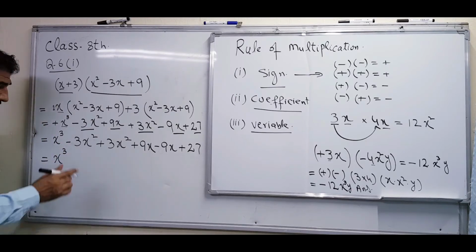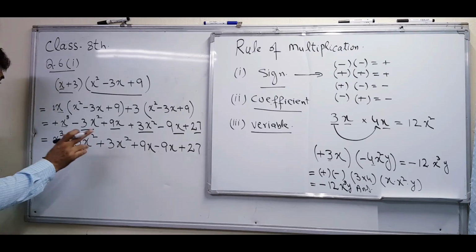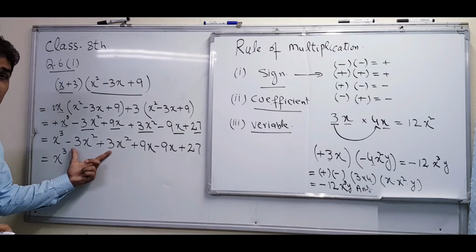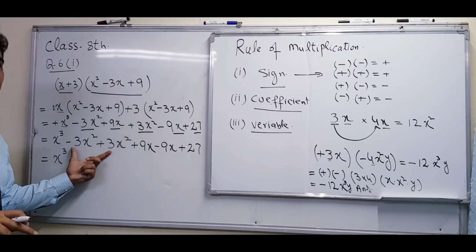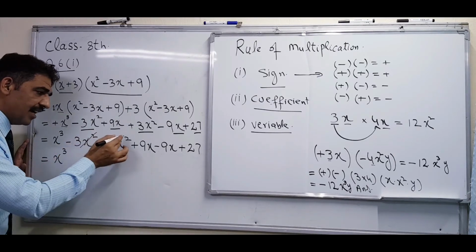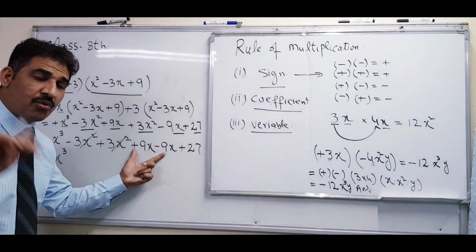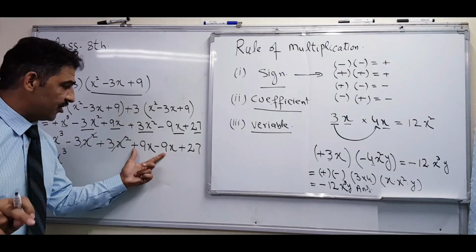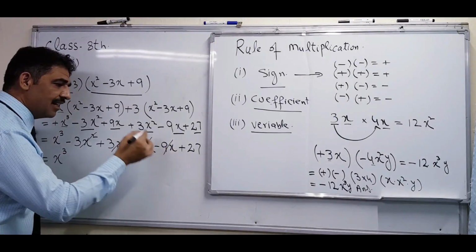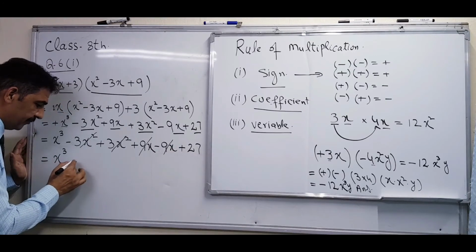Correct? Here minus 3x square and plus 3x square. So minus 3 and plus 3, as I already explained in the previous question, when the signs are opposite, then we have to use the procedure of subtraction. So plus 3 minus 3, 0, no need to write. You can also cancel here, no issue. Here also the signs are opposite. So which procedure do we have to use? Subtraction. Plus 9 minus 9, 0. You can also cancel here, no issue. So what is remaining? Plus 27.